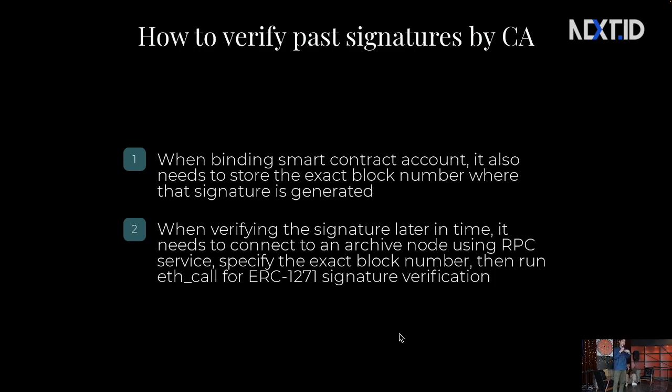Essentially, there needs to be a change to the protocols so that you include the exact block number when the contract account made that transaction or signature. When you verify the signature later in time, you go to an archive node and include that specific block number, and that will help you verify the signature at the exact time it was made, even after the key is switched. That way, you will be able to solve these compatibility problems, right?